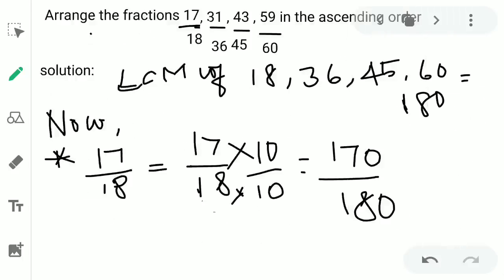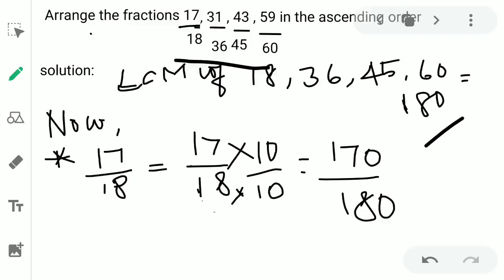Here comes the 22nd question: arrange the fractions 17 by 18, 31 by 36, 43 by 45, 59 by 60 in ascending order. Since there are denominators, we have to find the LCM first. When we take the LCM for the denominators, you will get the answer as 180. Since the LCM is 180, all denominators must become 180 when we divide.